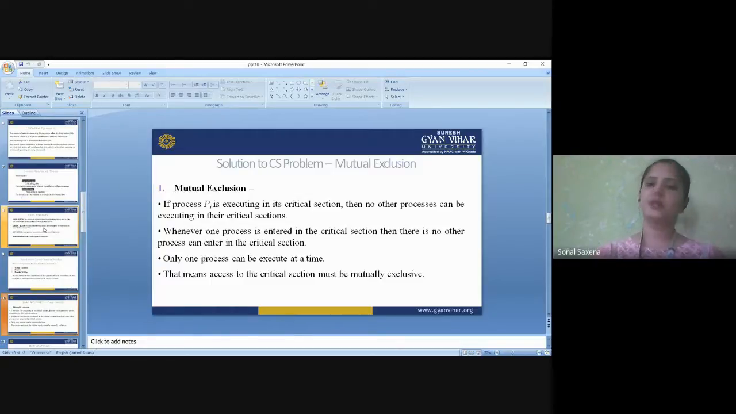Now let us understand the mutual exclusion first. See, if process Pi is executing in its critical section, let's say there is a process and it is getting executed in the critical section, then no other process can be executed in their critical sections. As I told you, mutual exclusion means exclusively only one process is allowed to execute in the critical section. No other process can intervene in between. Whenever one process has entered the critical section, there is no other process which can enter, as we have already discussed. And that simply shows that only one process can be executed at a time. Now that means that the critical section must be mutually exclusive.